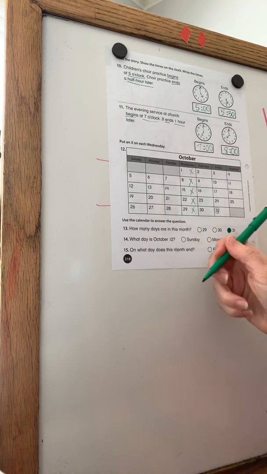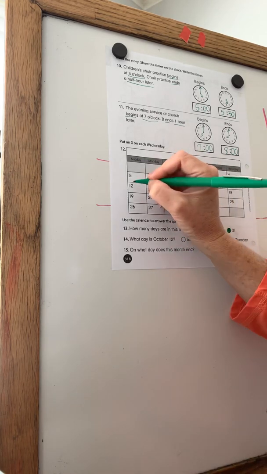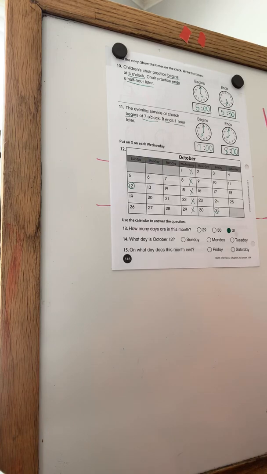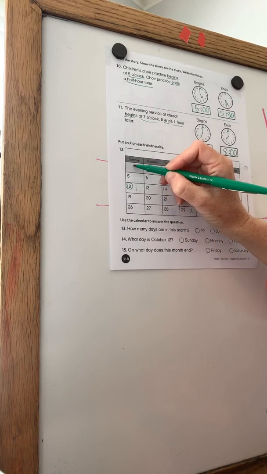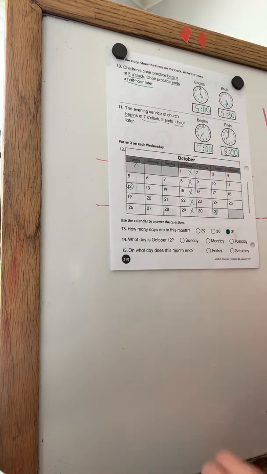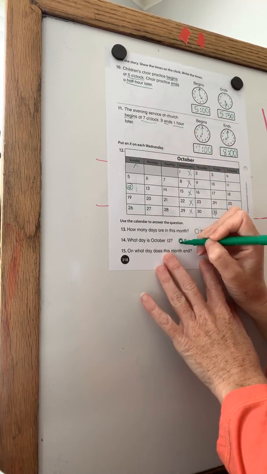What day is October 12th? All right, so I've got to find October 12th on my calendar, which is here, and it wants to know what day that is. So I'm going to look up here to my days, and October 12th is on a Sunday. So I'm going to bubble in Sunday.